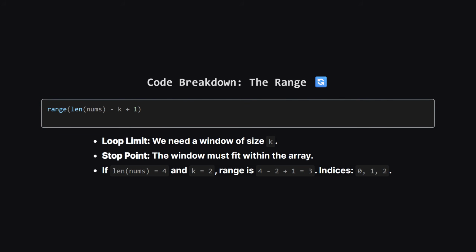Next, let's look at the range we loop through. We iterate i from 0 up to the length of the list, minus k plus 1. Why this specific number? Well, i represents the start of our window. Since our window has a size of k, we can't start a window too close to the end, or it would go out of bounds. This calculation ensures that the last window ends exactly at the last element of the array.